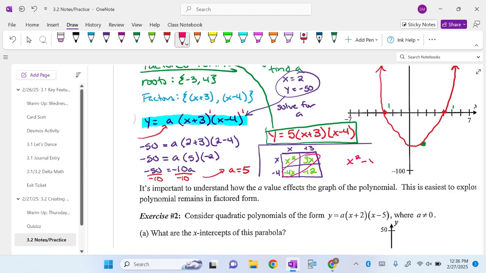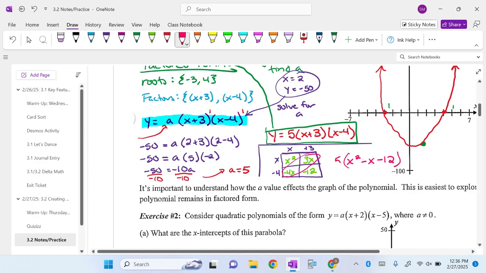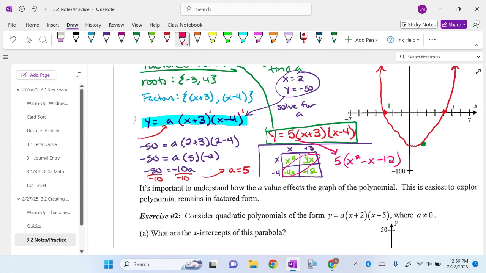Negative 1x or negative x minus 12. But I'm not done yet because I still got to multiply this entire thing by 5. I got to drop that 5 down. So how do I distribute? Well, I just said it. To get rid of the 5 in the parentheses, we just need to distribute 5 to all the terms.